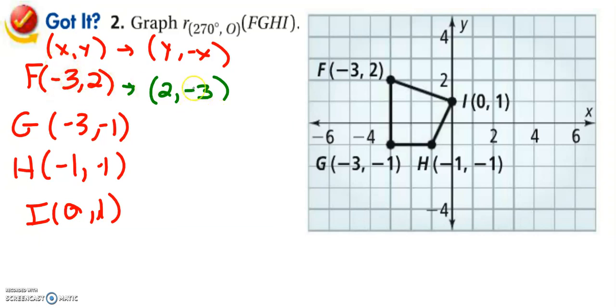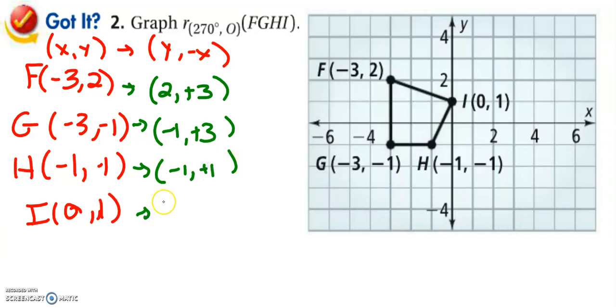So I'm changing the x value, so the negative 3 becomes positive 3. Switch them, and the x value becomes positive. For the 0, changing the sign doesn't change it. So those are our new points, and I'm going to plot them.